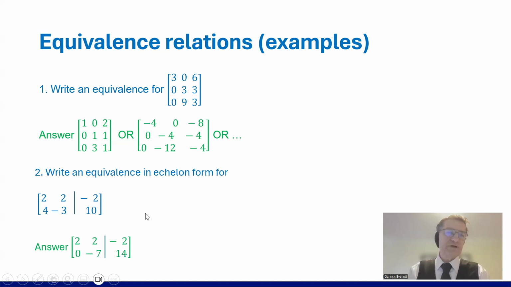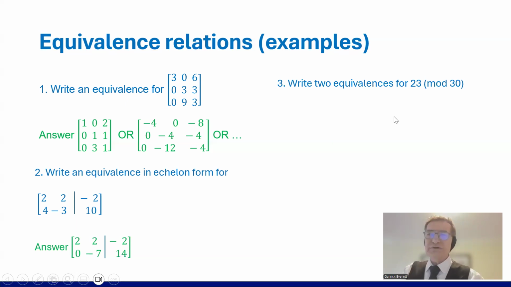So an equivalence relation could be that. So literally just going 4 subtracting 2 times 2, minus 3 subtracting 2 times 2, 10 subtracting minus 2 times 2, which means you're plussing. And so that would be an equivalence relation for that in echelon form.